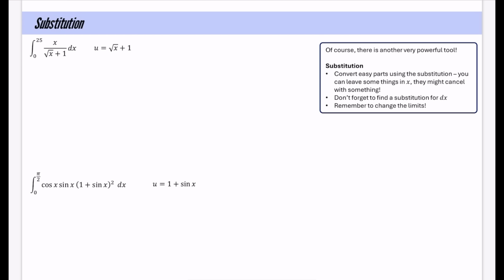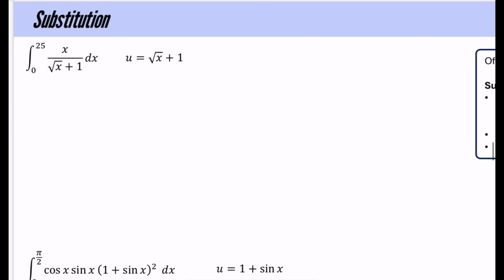Let's go straight in with this. So I've said, of course, there is another very powerful tool for substitution. Convert the easy part using the given substitution. Often the substitution is going to be the denominator because the denominators are the annoying thing that we have to work with in integration. You can often leave some things in x. We'll see it down here. They might cancel with something later. Don't forget to do the substitution for dx. And remember, if there are limits, you do need to change the limits so that at the moment these limits are for x. We need to make sure that the limits will be matching for u at the end.